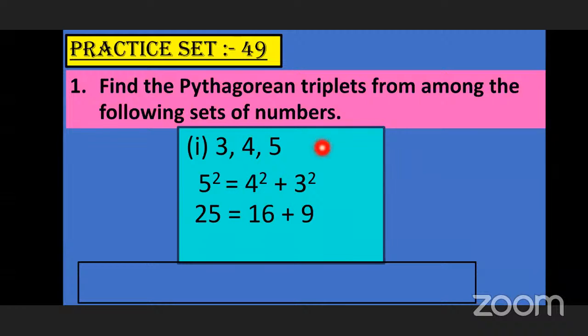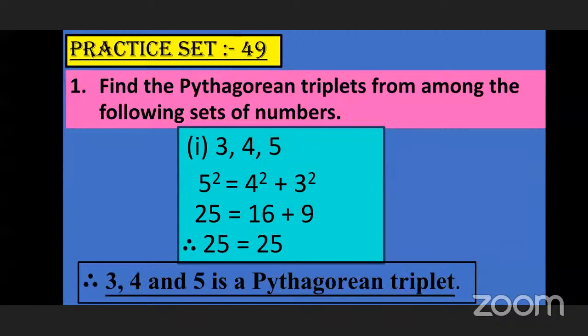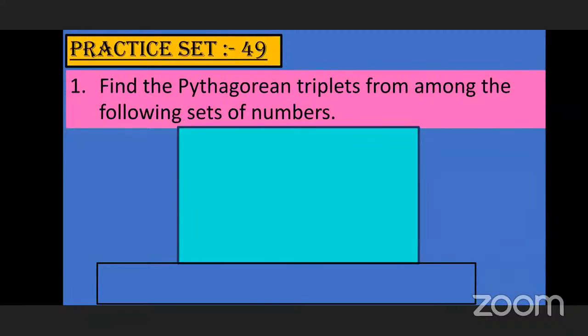That means the sum of the squares of these two numbers is equal to the square of the biggest number. Therefore, 3, 4, 5 makes a Pythagorean triplet. Therefore, 3, 4, 5 is a Pythagorean triplet. Now this sum you will solve and you will tell me.